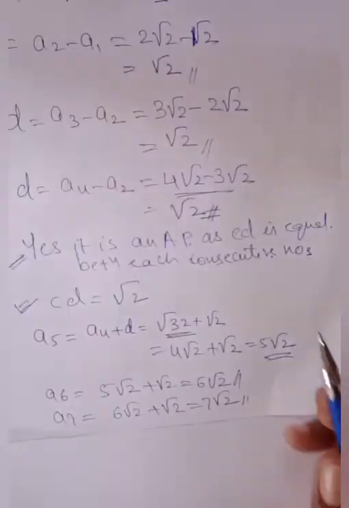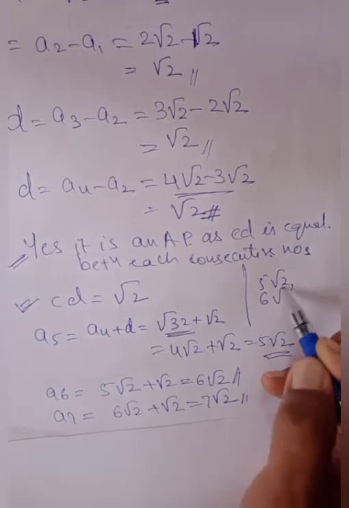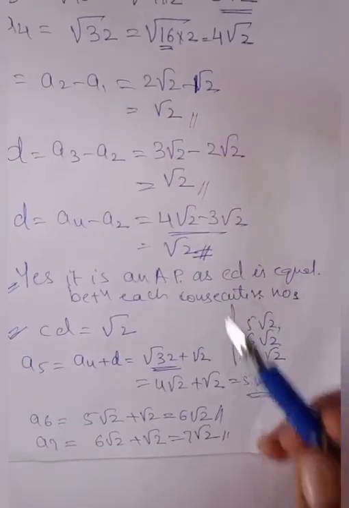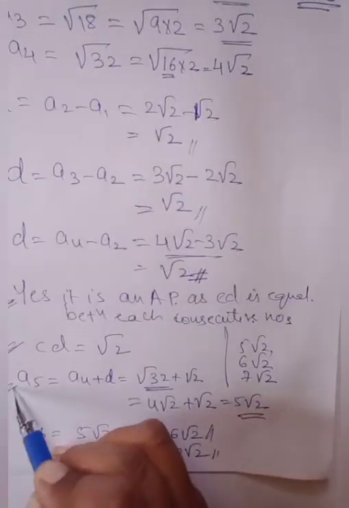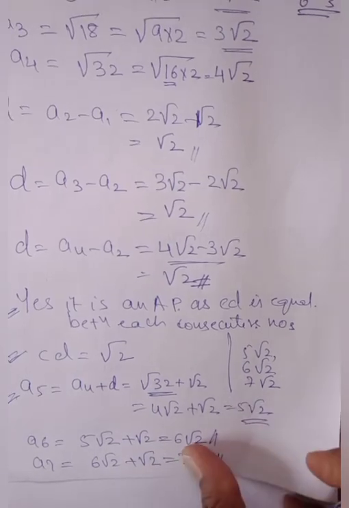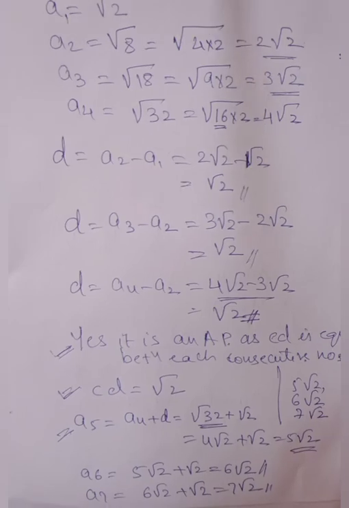You write systematically: the 3 next terms are 5 root 2, 6 root 2 and 7 root 2. See children, you know the next 3 terms just by looking at the terms, but during the exam you have to solve step by step. Then you are going to get the full 3 marks if the question is of 3 marks. Otherwise you may lose half a mark or 1 mark sometimes. So solving stepwise according to the question is also important.